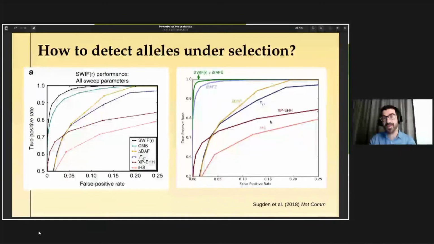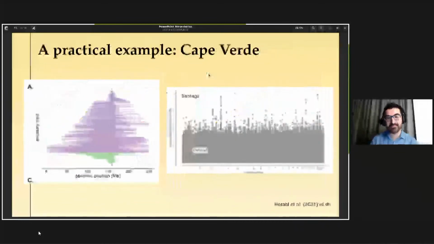So the idea is not to use a particular single statistic, but to use them all at once, having very flexible algorithms, like software like this one, like SWIFR, for example, where you can put in all the statistics that you want and just see the outcome of it.